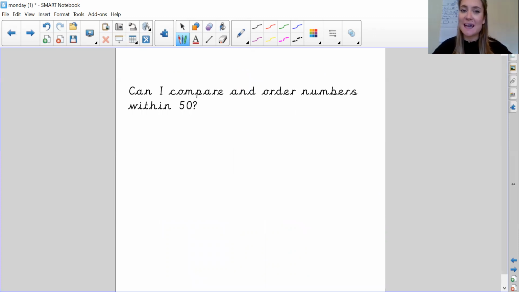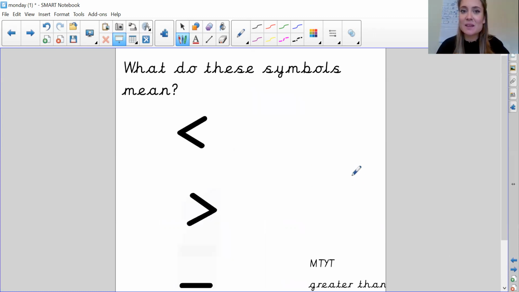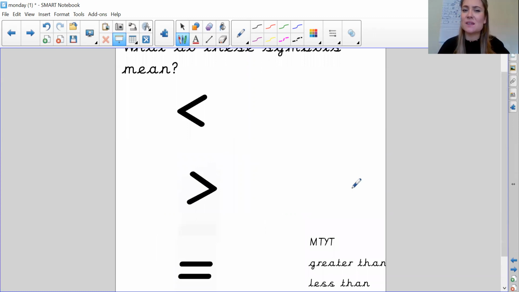Okay, so our objective today is, can I compare and order numbers within 50? So I want you to have a little think. I've got some symbols here. Can you remember what they mean? Can you tell me?